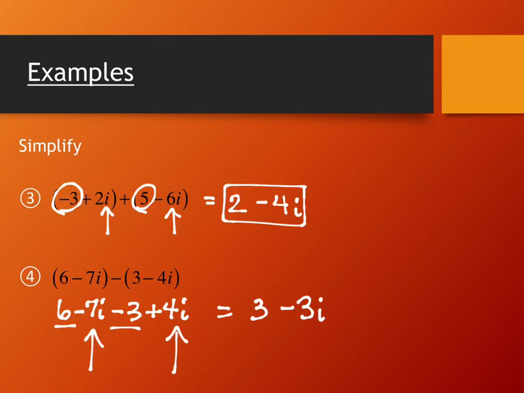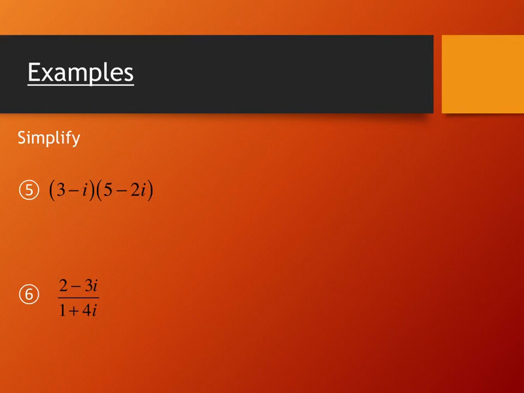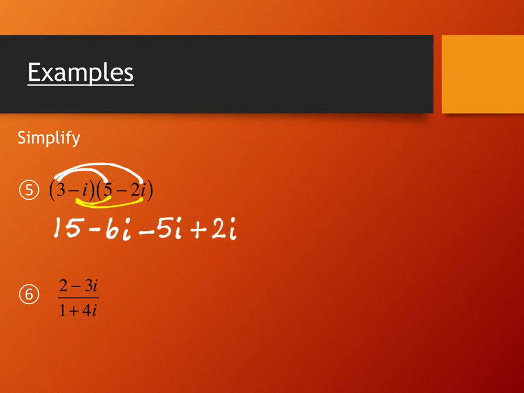And multiplication has one small difference. So it's going to start out the same. We're going to distribute, we're going to FOIL, whatever language you would like to use. I'm going to take my 3 and I'm going to multiply it through. 3 times 5 is 15. 3 times -2i is -6i. So far, so good. We're going to do the same thing with the -i. So, -i times 5 is -5i. And then -i times -2i would be a +2i squared.